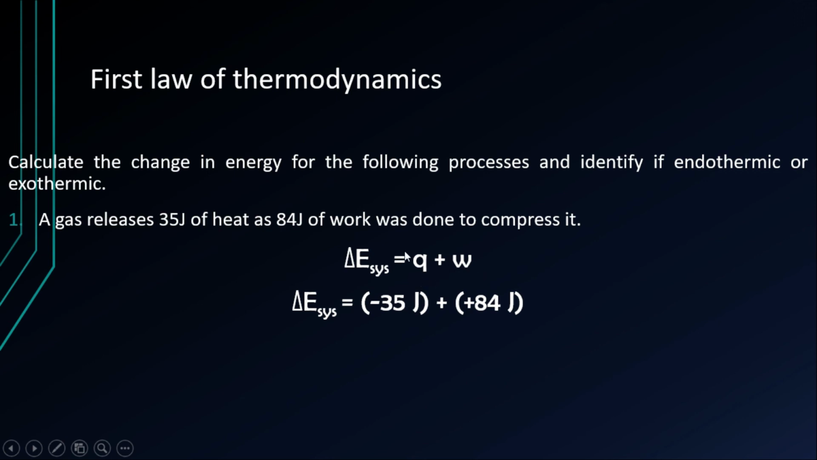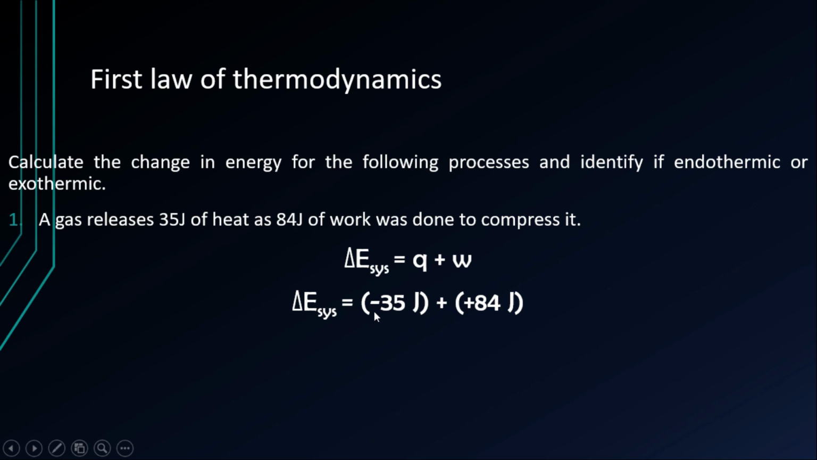Hanapin natin yung Q. Q is heat. So sinabi niya dito na a gas releases 35 joules of heat. So, nag-release daw ng heat ng 35 joules ang ating system. So, therefore, since nag-release siya ng heat, negative 35 joules. Negative kasi nag-release ng heat ang system.